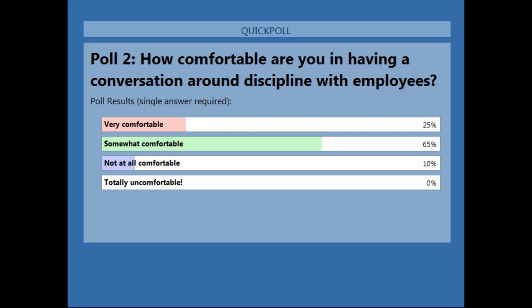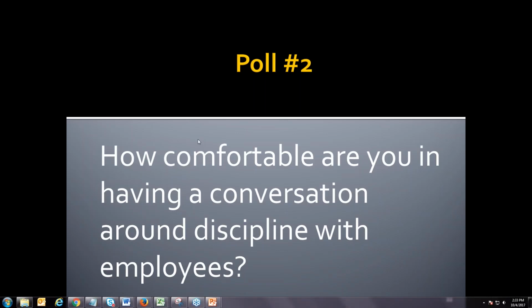I know that with experience and with learning new things about the disciplinary process, it can get easier. And for those that picked the 10% that are not at all comfortable, you'd be surprised that that could change, and it just comes with time and experience. I know 10 years ago, I definitely wouldn't be as comfortable as I am now in having the conversation, but it is only because I've been placed in the situation, at times thrown into the situation, if you will.